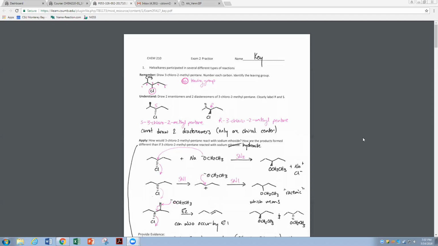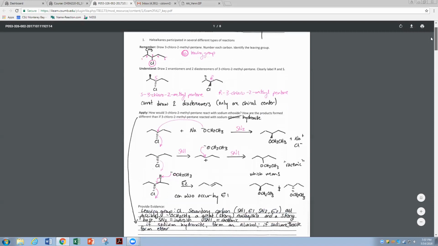So the next question is, how would 3-chloro-2-methylpentane react with sodium ethoxide? There are a couple of ways we can think about this. I gave you 2 different examples. So there's sodium ethoxide, and then there's the comparison if it were to occur with a hydroxide group, just so you can see the difference.